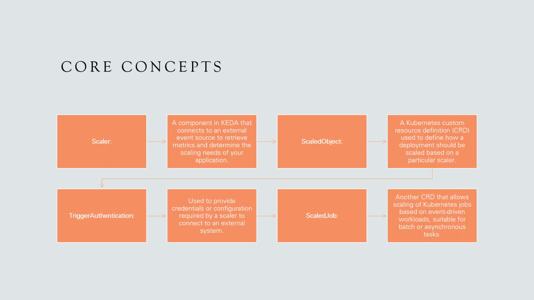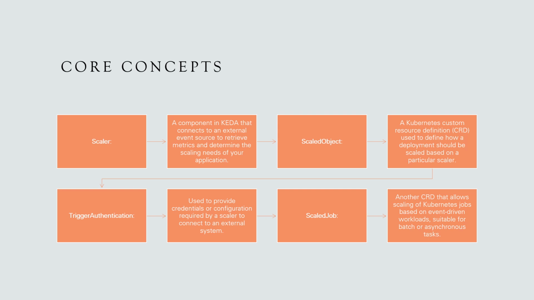Core concepts. Scaler: a component in KEDA that connects to an external event source to retrieve metrics and determine the scaling needs of your application. ScaledObject: a Kubernetes Custom Resource Definition (CRD) used to define how a deployment should be scaled based on a particular scaler. TriggerAuthentication: used to provide credentials or configuration required by a scaler to connect to an external system. ScaledJob: another CRD that allows scaling of Kubernetes jobs based on event-driven workloads, suitable for batch or asynchronous tasks.